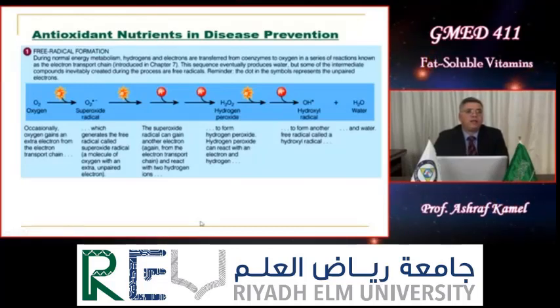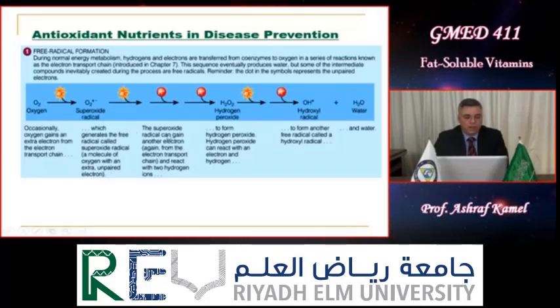Again, we have a look at the antioxidant nutrients in disease prevention. If you look at this diagram, occasionally oxygen gains an extra electron from the electron transport chain, which generates this free radical called the superoxide radical, which is a molecule of oxygen with an extra, unpaired electron. Any compound with an extra unpaired electron is considered a free radical.